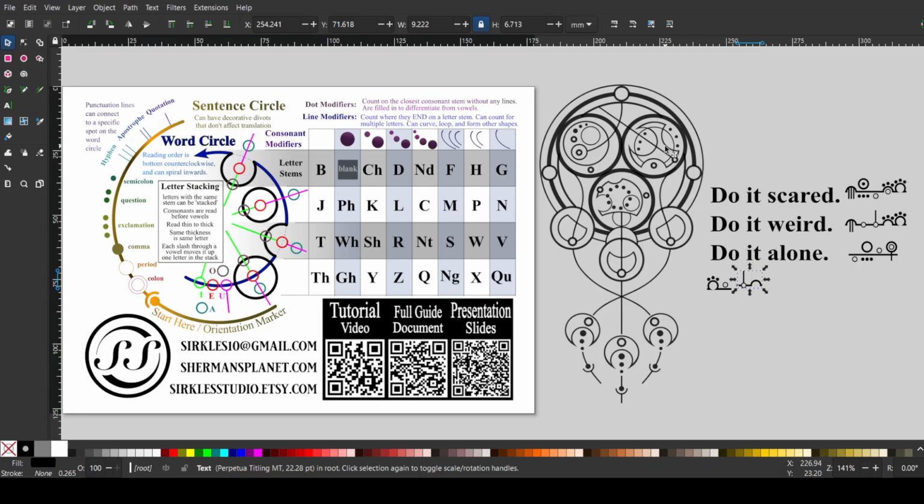So here we have scared, weird, and alone. And there's a period on the sentence between each of these. So, "do it scared," period. "Do it weird," period. And "do it alone," period.